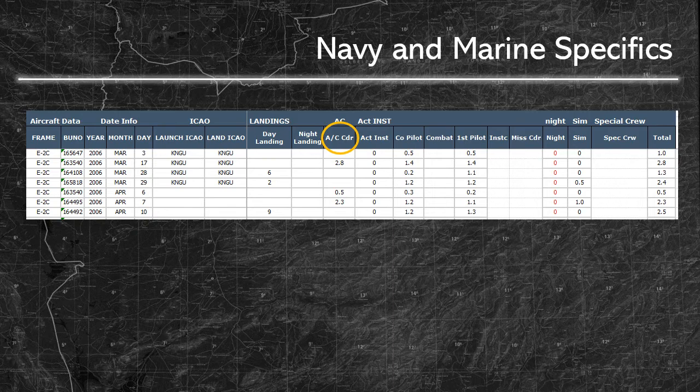categorized as SIC. There's also a section called Special Crew Time, which generally correlates to other time for the Air Force. It's time that you were not sitting behind any set of controls, and it doesn't really count towards anything. Some people like to allocate that towards civilian others. Some people do not use it at all.